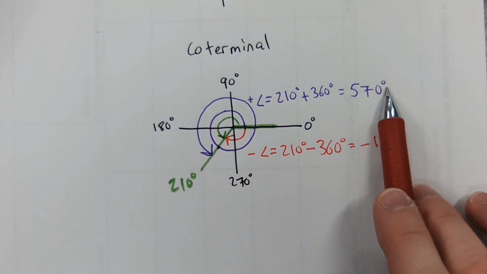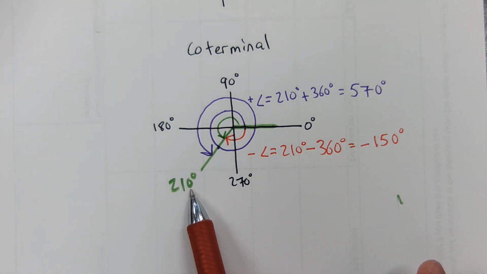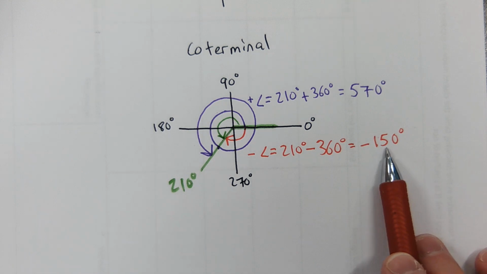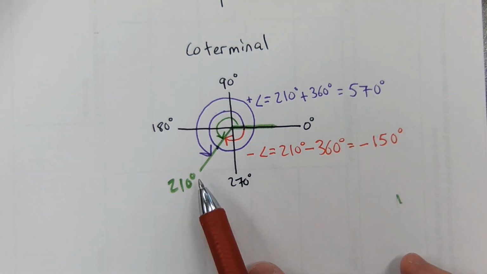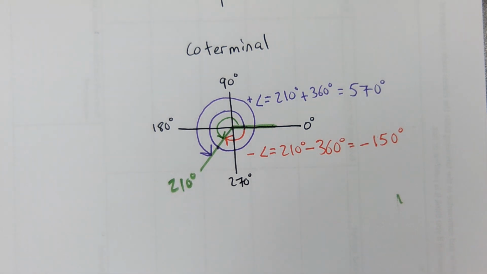So 570 degrees is coterminal with 210 degrees, which is also coterminal to negative 150 degrees. I could keep subtracting 360. I could keep adding 360, and I would keep landing here every single time. All right. So that is the first quote-unquote basic concept.